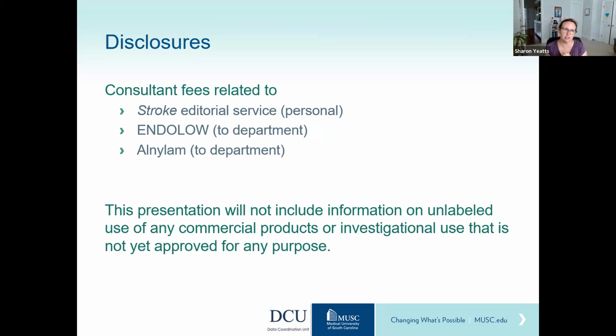So before we get started, I do want to disclose that I get some consultant fees related to various work on the stroke editorial board or for DSMB services. But the point of my talk is going to be about statistical design and not really encouraging you to use anything that's not approved for any particular purpose.